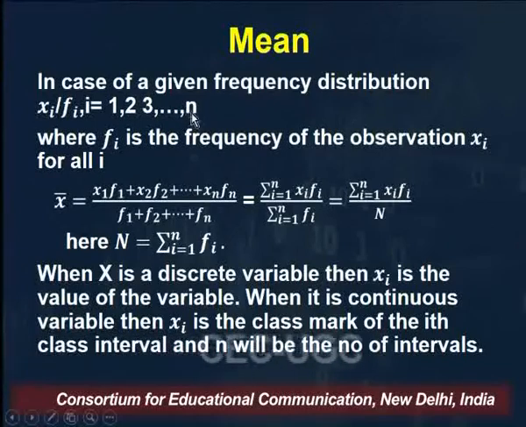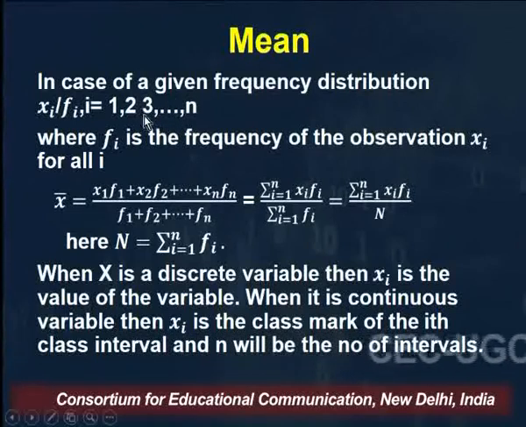But in a continuous frequency distribution, xi is the class mark of the class interval, and fi is the corresponding frequency of the class interval. In that case, small n is the total number of class intervals. Things will become clearer when I take up an example for both cases separately.